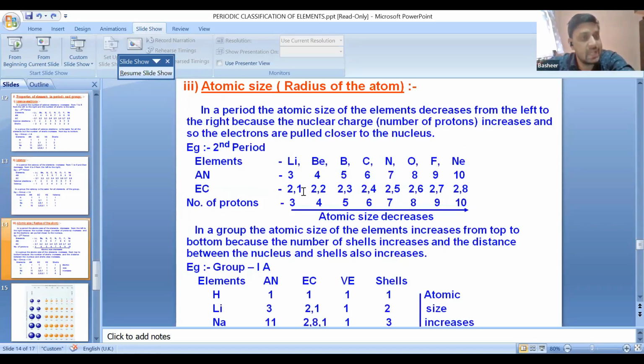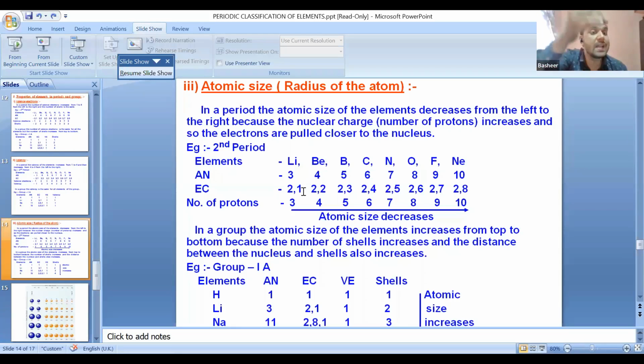Now, what is the atomic size? The atomic size totally depends on the shells. If the shells are increasing, the atomic size is increasing. If the shells are the same, there is no size increase. I already told you that in the periods, going left to right, there is no increase in the shells. It means the radius of the shell is also the same. So the atomic size is the same.